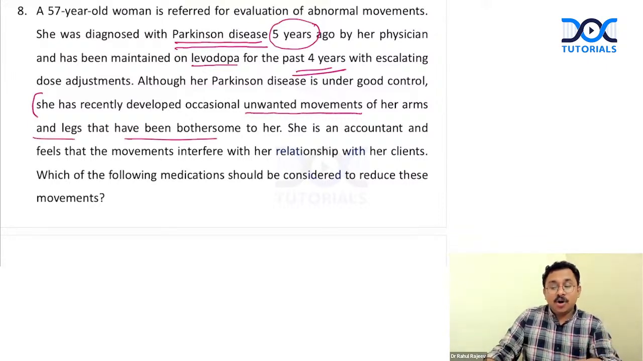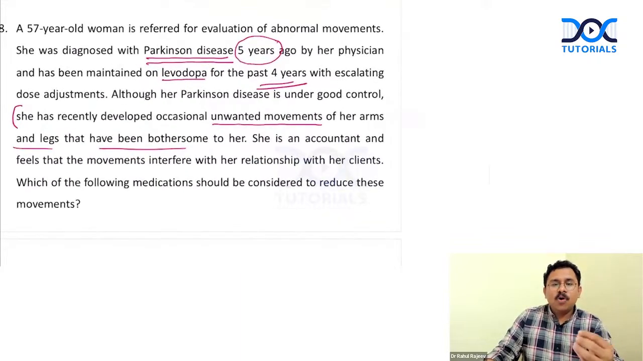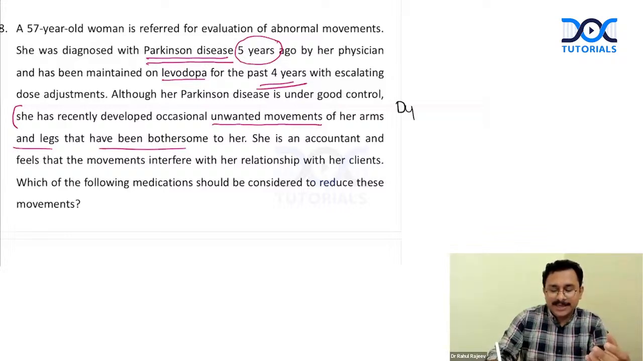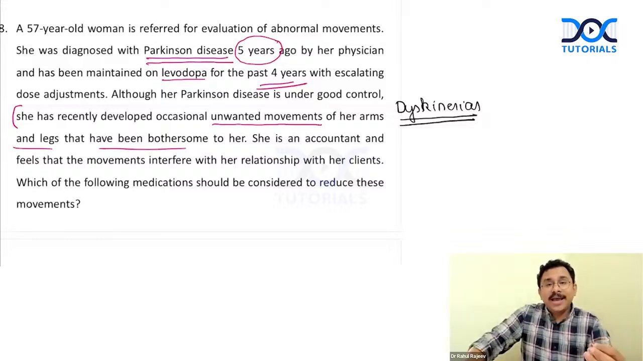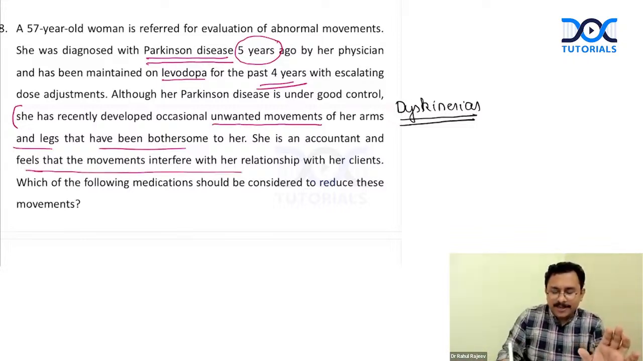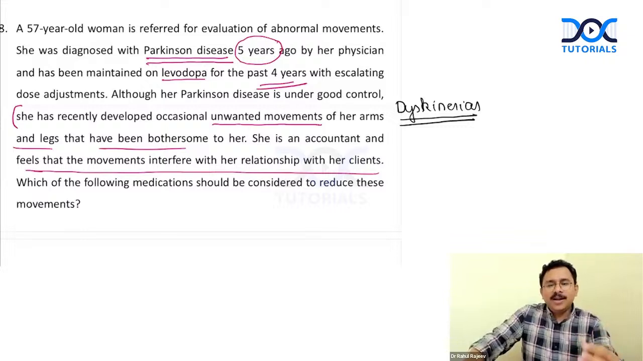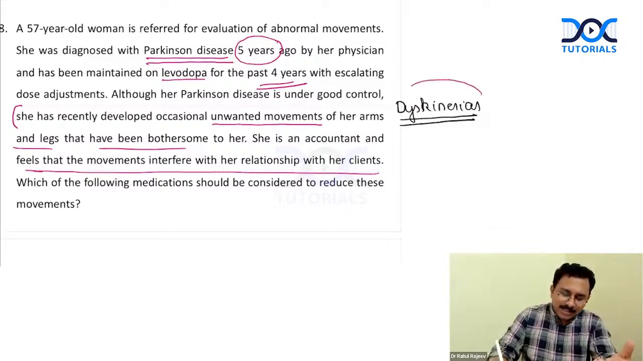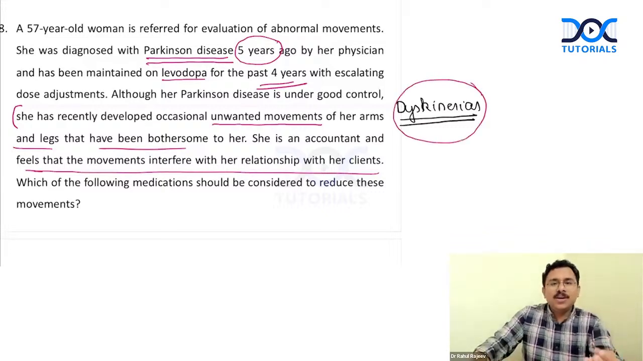Now, in a patient with long-standing Parkinson's disease on treatment, what do you call such unwanted movements? These can be referred to as dyskinesias. So the patient is having some sort of dyskinesias, which are an expected motor fluctuation in patients with Parkinson's disease who are on long-term treatment. And this dyskinesia is interfering with the patient's day-to-day routine as well. Now, what drug can be considered to reduce such sort of dyskinesias? Remember, these are sometimes referred to as levodopa-induced dyskinesia.